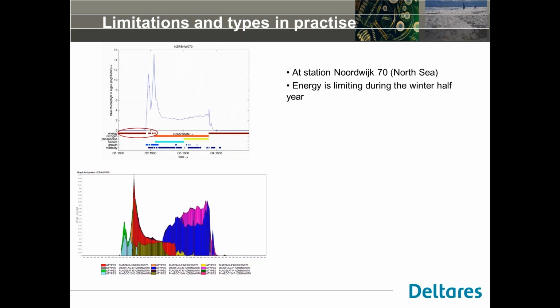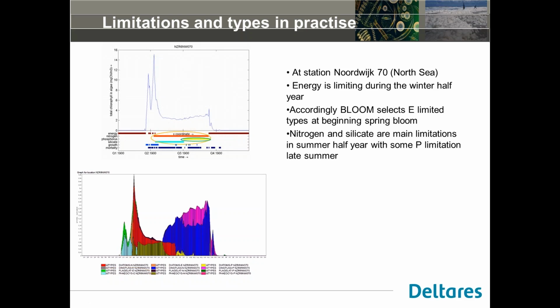We now look at another station, a little further offshore, where conditions are different. Although in winter, again, energy is the main limitation. So also here we find energy limited types at the start of the bloom. But later in the summer period, now nitrogen is limited, silicate is limited, and at the end of the summer there's also some phosphate limitation.